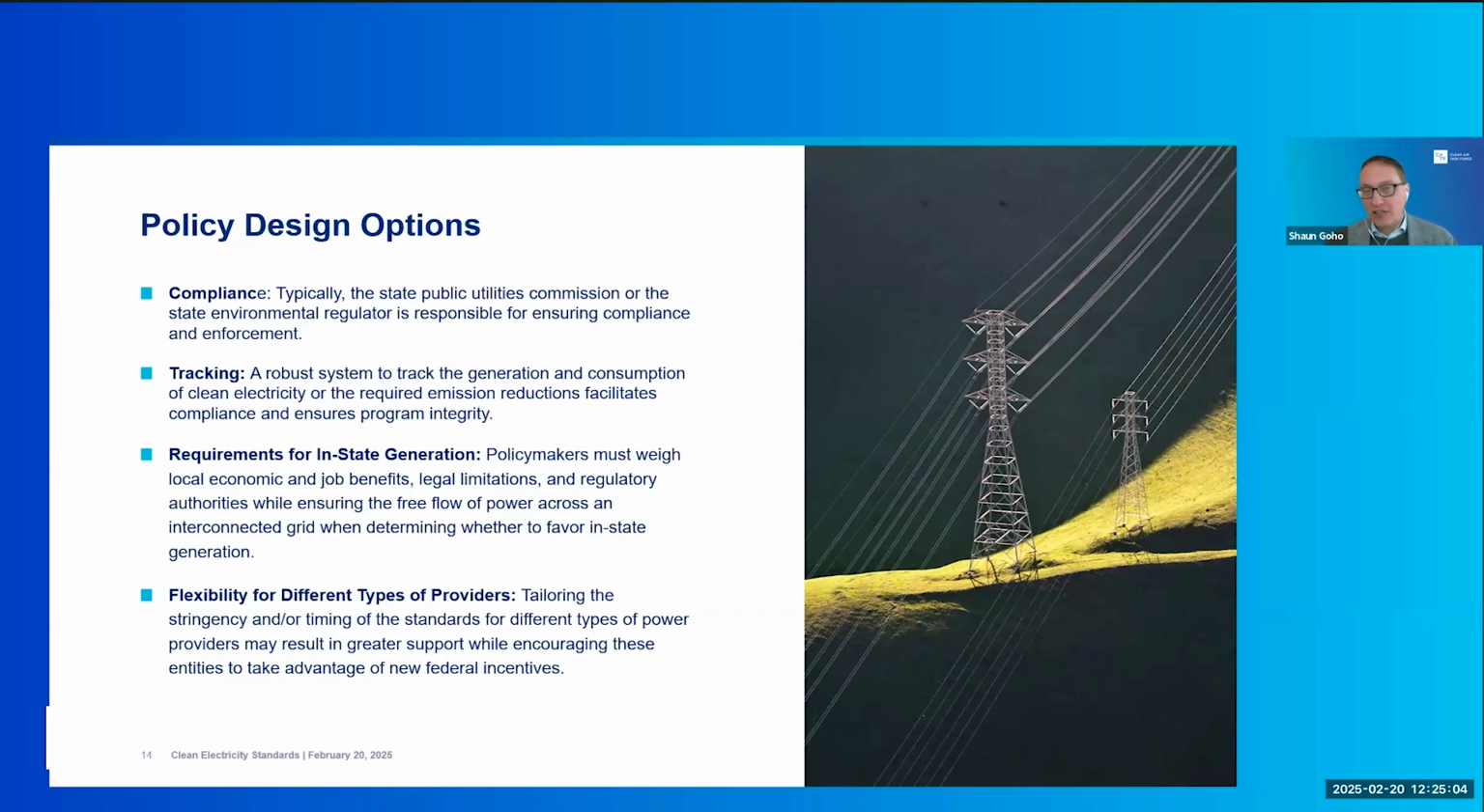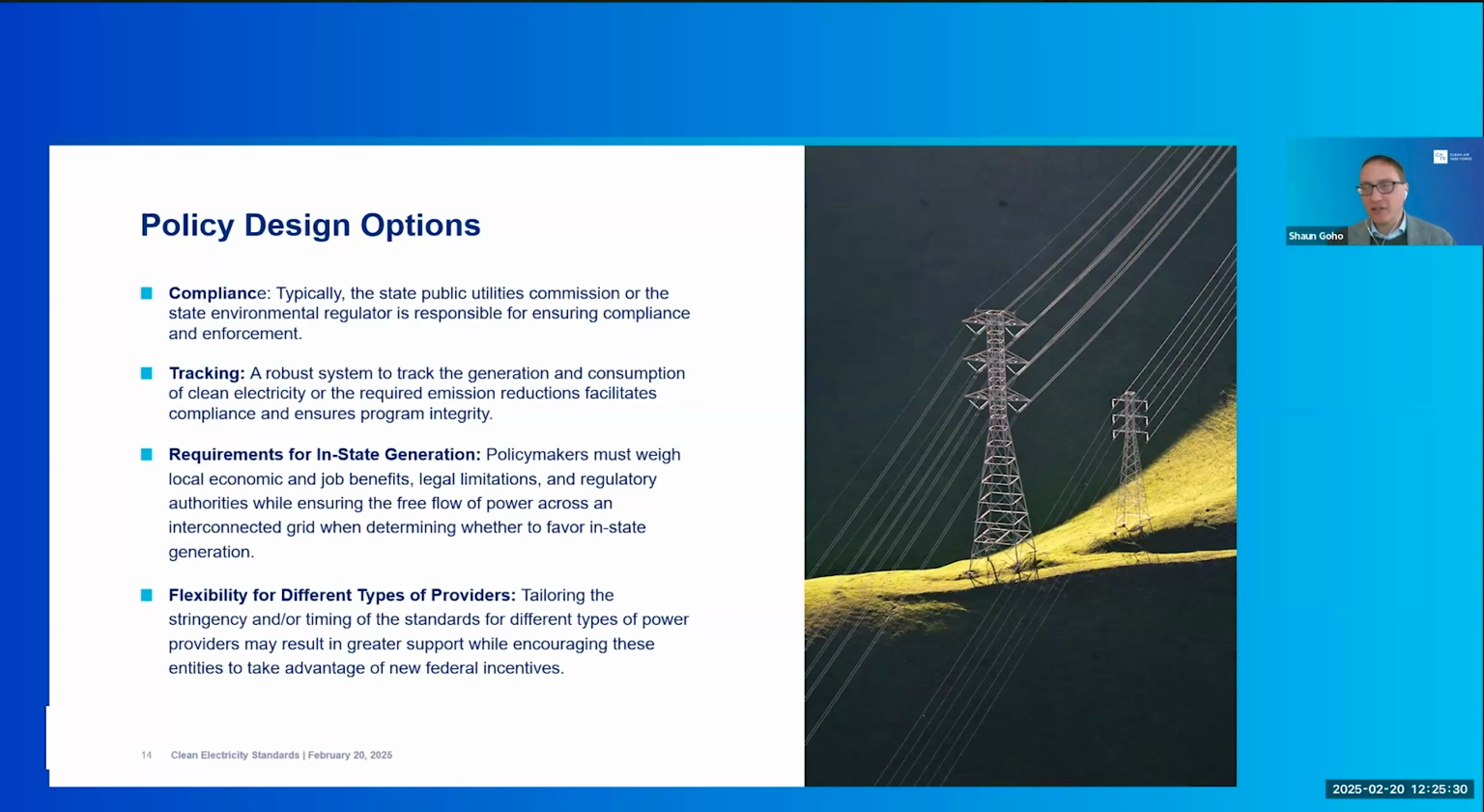And then in addition, there really are some legal considerations for states, and in particular, there is a constitutional doctrine known as the Dormant Commerce Clause, under which states are prohibited from discriminating against out-of-state or interstate commerce, and therefore limiting eligibility or providing a preference just to in-state generation could be something that would face legal challenges if states included it in their CES.